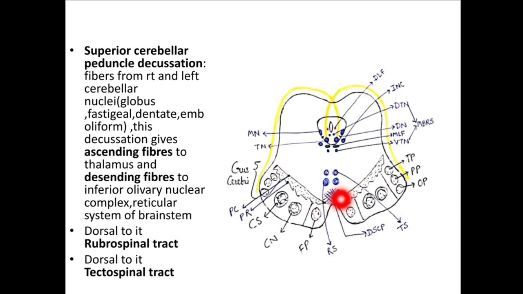Dorsal to this decussation is the rubrospinal tract, fibers arising from the red nucleus to the spinal cord. Dorsal to the rubrospinal tract is the tectospinal tract. In the tectospinal tract, fibers arise from the superior colliculi to the spinal cord.